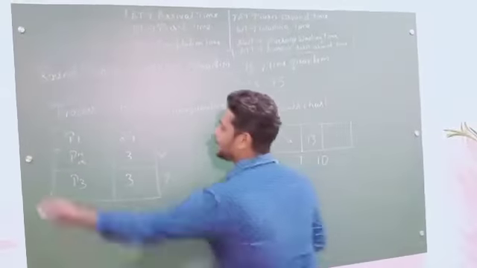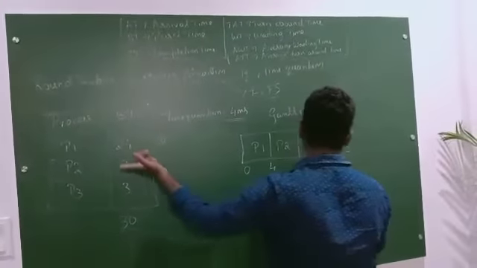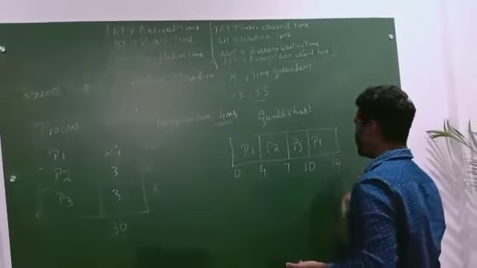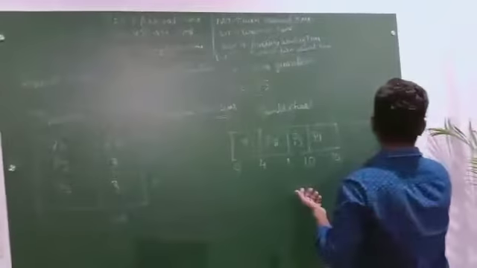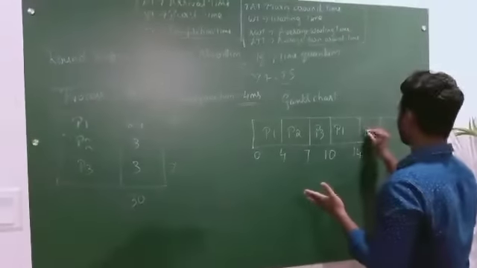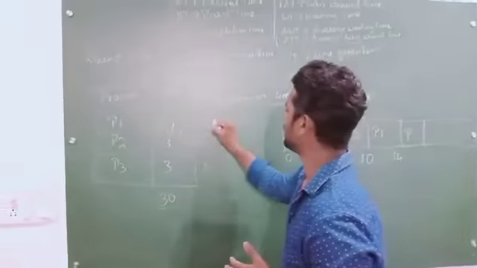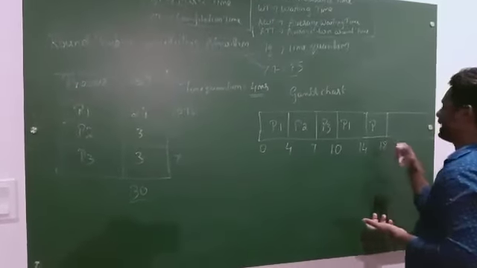Round robin again goes to the first process. Again P1 will execute for 4 seconds. That becomes 14. No more processes are there. P2 completed, P3 completed, so only P1 will execute. Keep on executing for 4 seconds each. Remaining is 16. So this becomes 14 plus 4 is 18.